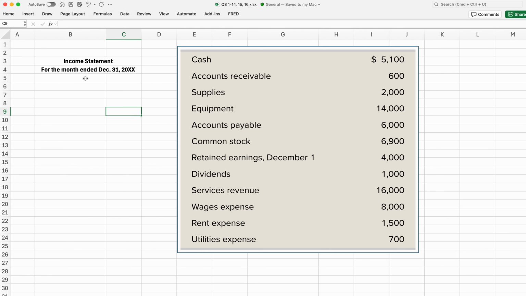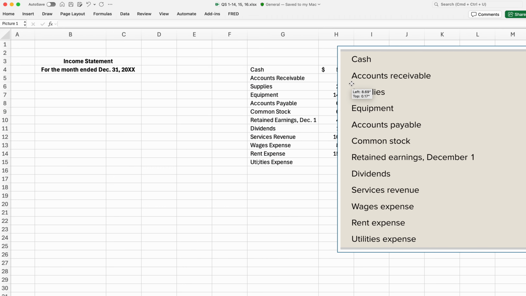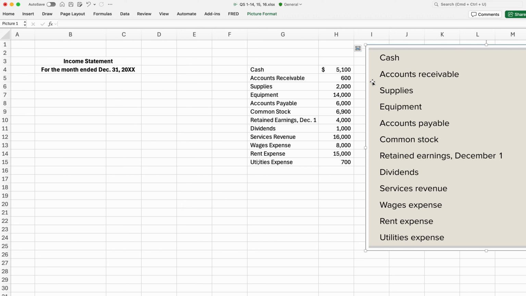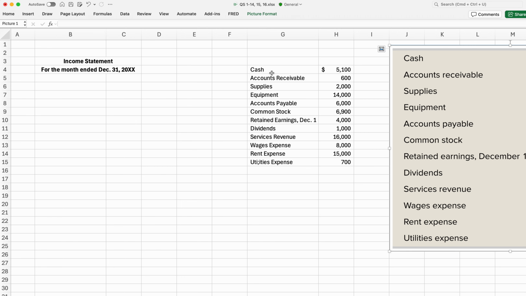So let's start off with this income statement. You see in front of us this information that I clipped straight out of the textbook. We start with cash, we end up with utilities expense. What I'd like us to do first is classify these accounts. Which financial statement will we find them on? So let me get this out of the way and show it to you in Excel. So once again, the same dollar amounts in the accounts, utilities.